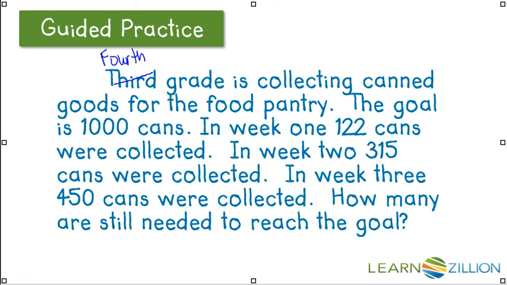Alright, so we're going to do a quick guided practice, and then we'll do some of these on the day that I'm actually checking when this video is due. 4th grade, I crossed it out because we're actually doing this. 4th grade is collecting canned goods for the food pantry. The goal is 1,000 cans. In week 1, 122 cans were collected. In week 2, 315 cans were collected. And in week 3, 450 cans were collected. How many are still needed to reach the goal?